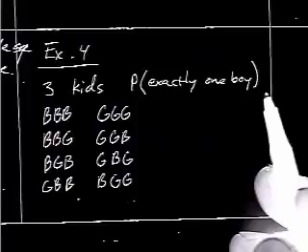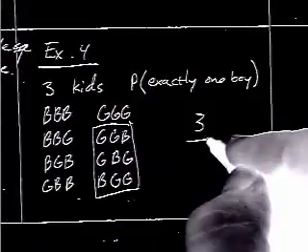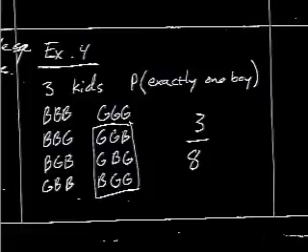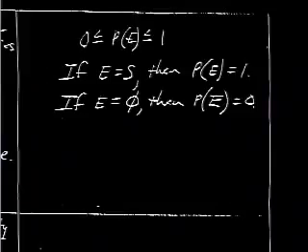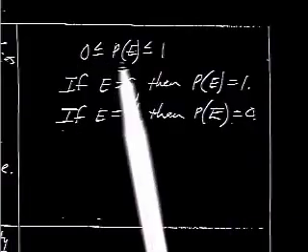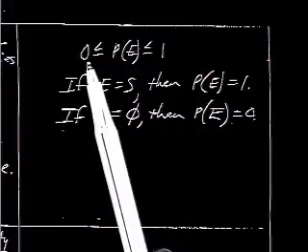And what is the probability that you get exactly 1 boy? Well, 3 out of those 8 possibilities have only 1 boy. And that's how we get the probability, looking at the sample space. Events have a probability that's somewhere between 0 and 1, which could include the ends. Now, how could that happen?